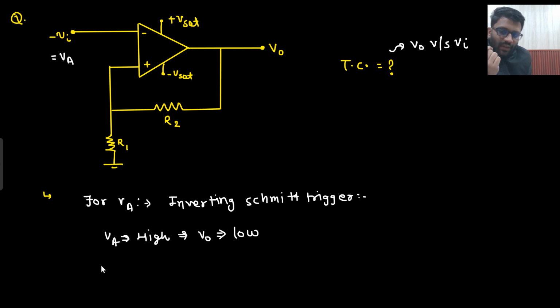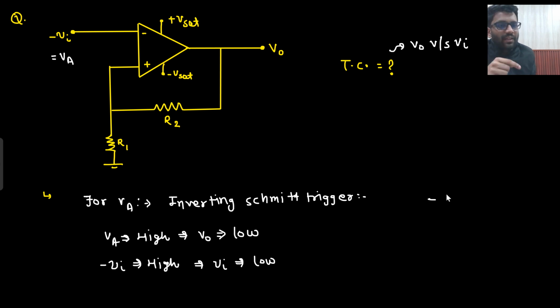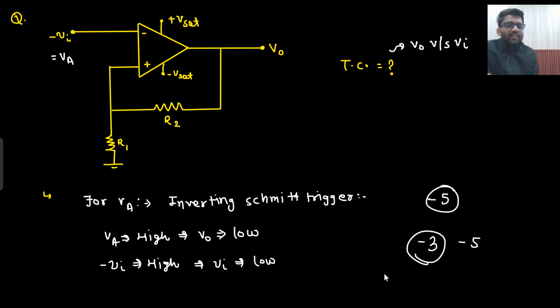What is VA? VA is minus V in. So if minus V in is high, what do you mean by minus V in is high? Can I say V in is low? That it is somewhat minus 5 volt. Minus 3 and minus 5. Which is higher? Minus 3 is higher, no? Minus V in is high.